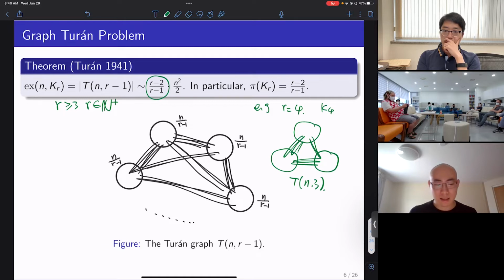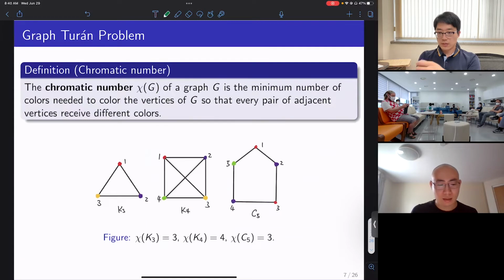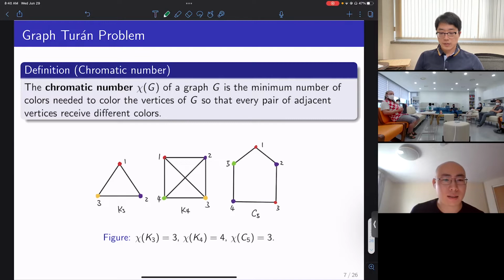So now you can see we forbid something, we get a number, and we get the extremal graph. And the extremal graph has a very simple structure. So you might be wondering what happened in general if I forbid any arbitrary graph. And this is what Erdős and Stone studied.